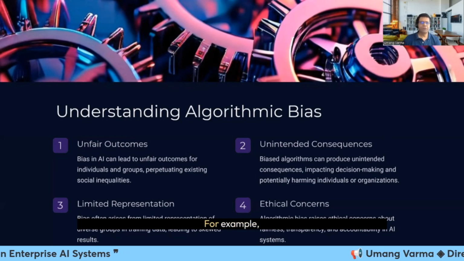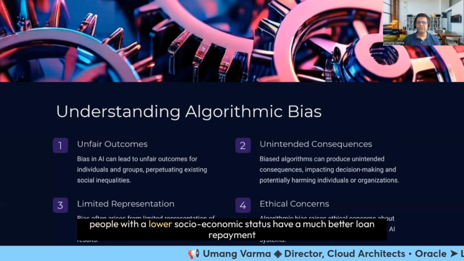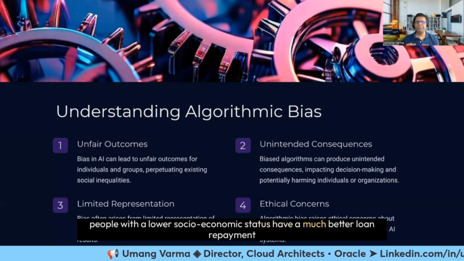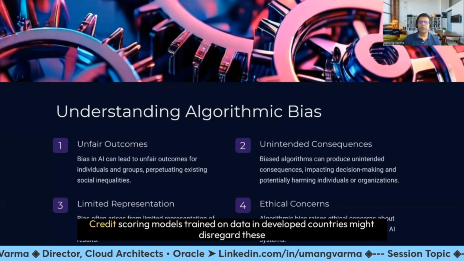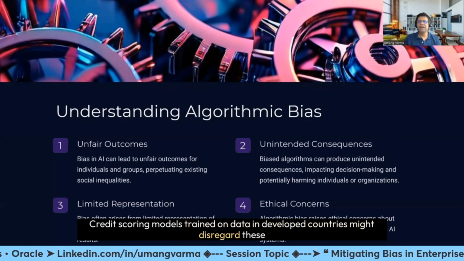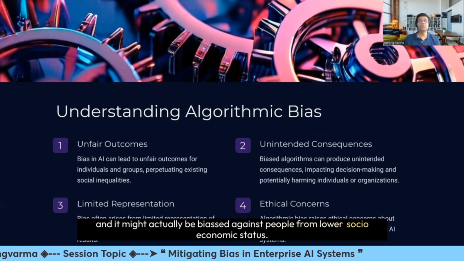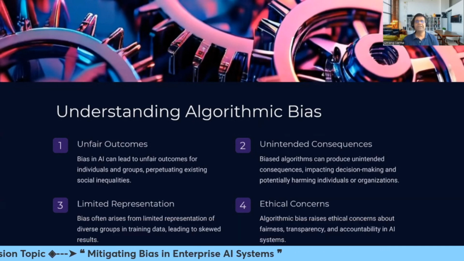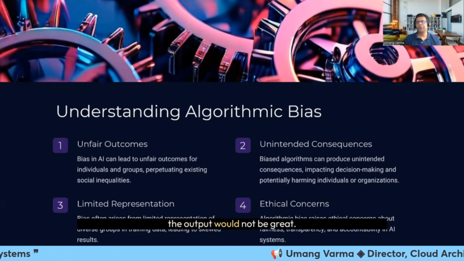So for example, studies have shown that in some developing countries, people with a lower socioeconomic status have a much better loan repayment record than wealthier people. Now, credit scoring models trained on data in developed countries might disregard these nuances, and might actually be biased against people from lower socioeconomic status, right? But imagine if you were to deploy these models in developing countries, the output would not be great.